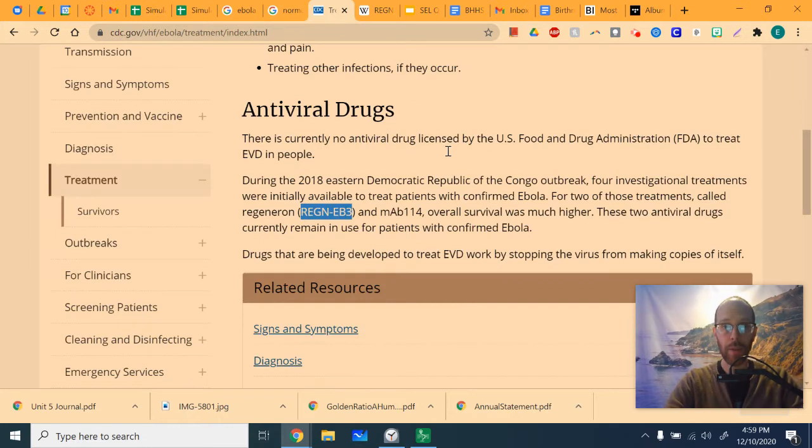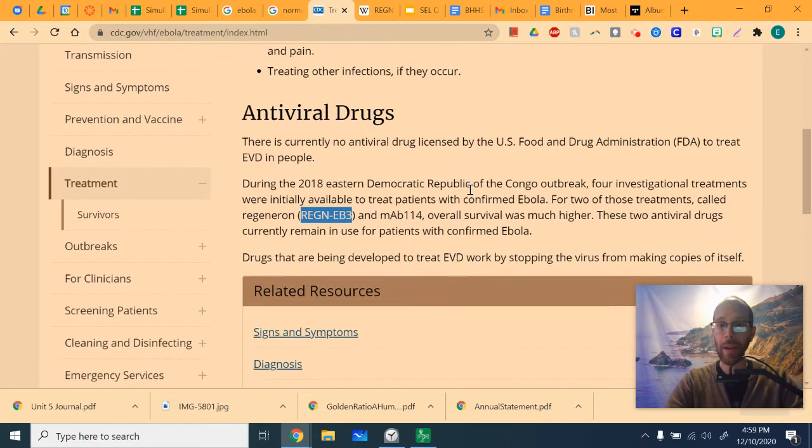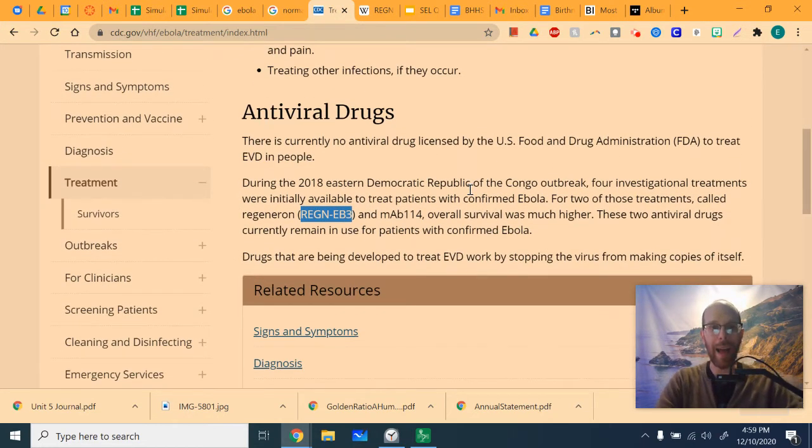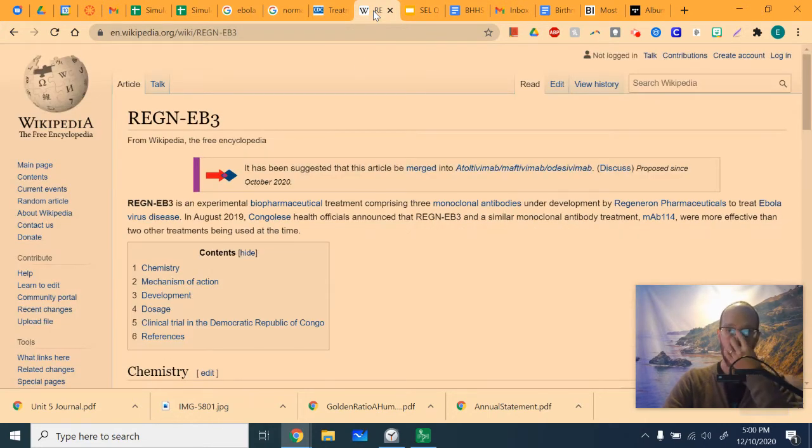I did a little bit of research, and it eventually led me here that there are no official antiviral drugs that have been approved by the US Food and Drug Administration, but there are some tests going on, and there is sort of like an open investigation of this drug made by Regeneron, which maybe you've heard of because they're making COVID antiviral drugs. And this drug is called REGN-EB3.